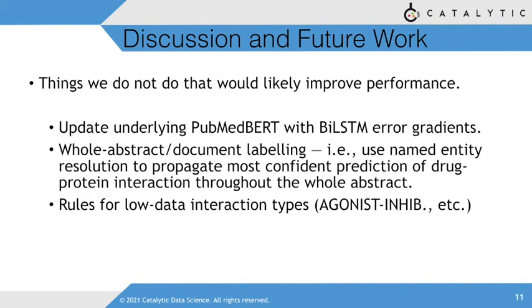So for future work, we'd like to first of all, update the underlying BERT network in the Syn-BiLSTM model. We expect that'll improve performance. We'd also like to perform whole abstract reasoning by propagating the most confident interaction to all instances of drug-protein pairs throughout an abstract. This would require named entity resolution across instances, though. And finally, we'd like to have rules to handle these low data cases like agonist inhibitor to recover from unreliable statistical predictions.